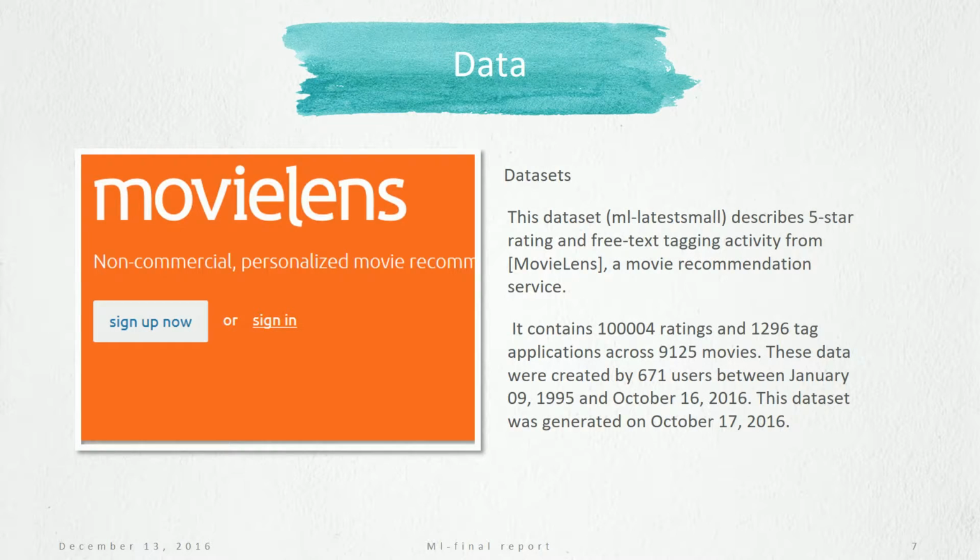We chose MovieLens as our dataset. The dataset describes 5-star ratings from MovieLens. It contains more than 100,000 ratings and 1,296 tag applications across 90,000 movies. This data was created by 671 users between January 9th, 1995 and October 16th, 2016.